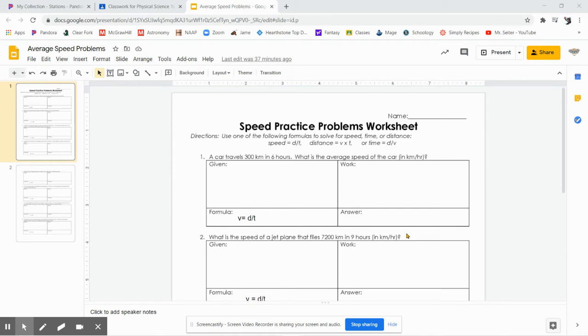Number one, read the problem. A car travels 300 kilometers in 6 hours. What is the average speed of that car in kilometers an hour?